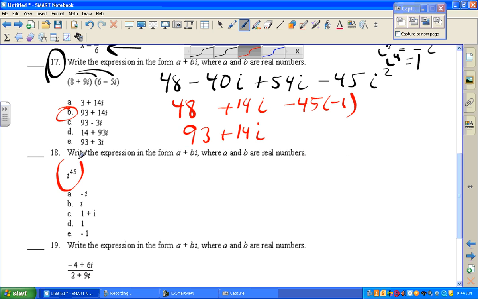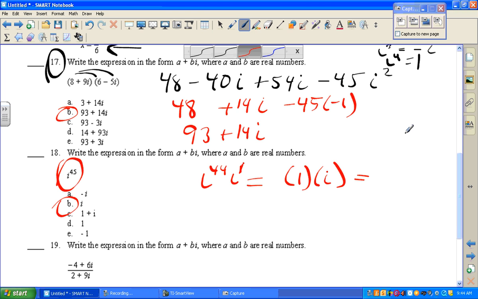Oh, do you remember how to do this one? Yeah, you take a 4. You gotta take a 4 out. i to the fourth is 1. Any multiple of 4 is 1. So i to the first is equal to what? i to the first is just equal to i, isn't it? So it equals 1 times i. It is.